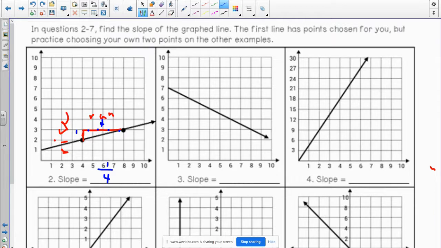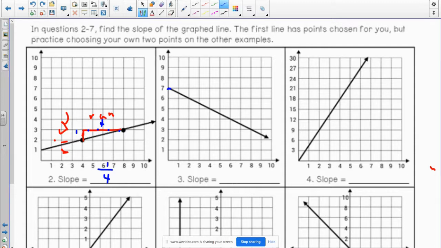Okay, this one doesn't have points, so we got to pick 2, and it doesn't matter which 2. I usually like to pick the ones right away. So I have a point here. You got to pick points that actually cross nicely. So this next point isn't crossing nicely, which I mean is that you could give it whole number coordinates. So this one is (0, 7). This one is (1, maybe 6.5).